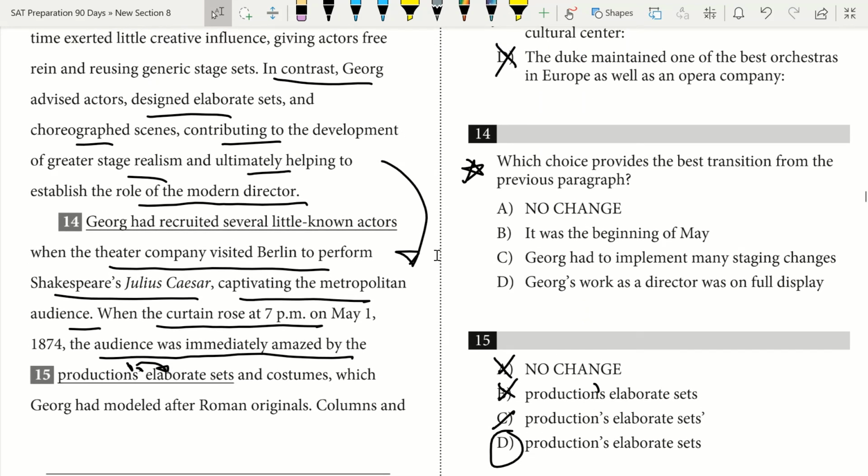All right, so now that we've read that, we can really go back up and answer 14. So what's providing the best transition from the previous paragraph? B, it was at the beginning of May. Absolutely not, because that's not touching on his involvement as a director. C, George had to implement many staging changes.